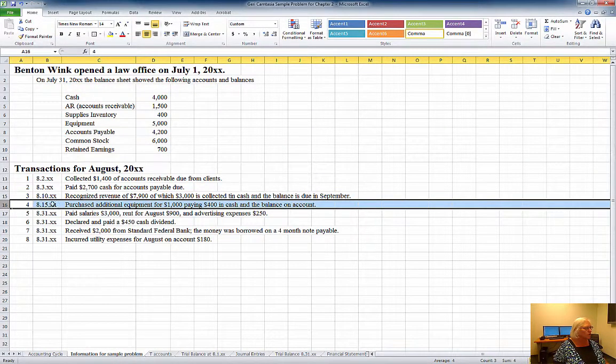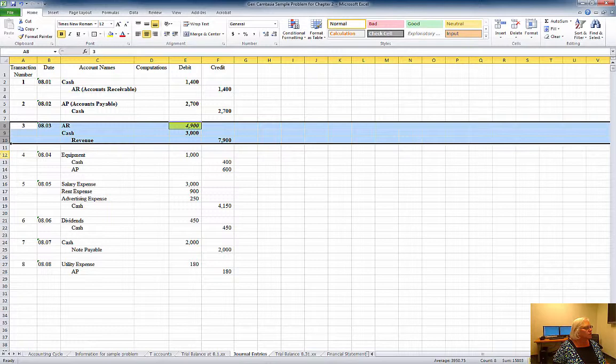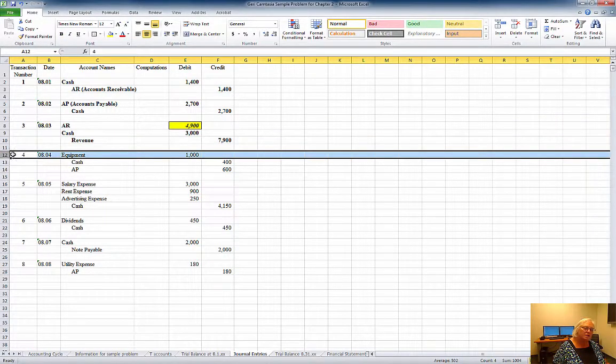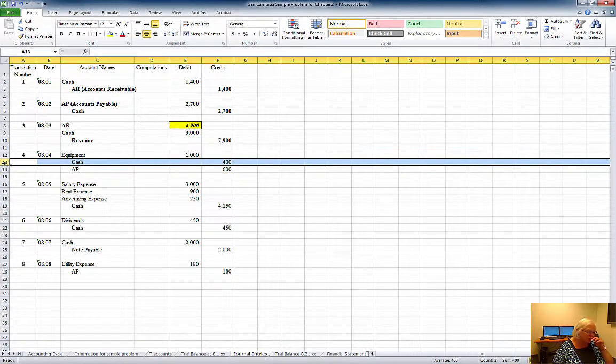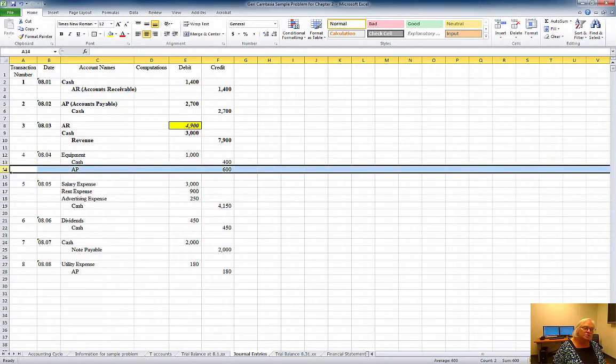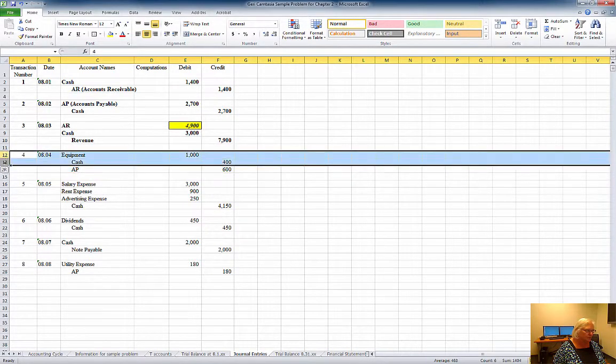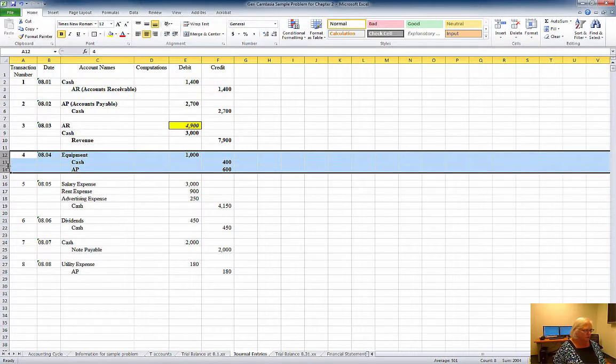Transaction number 4, we purchased additional equipment for $1,000. We paid $400 in cash and the balance on account. Okay, so our journal entry there. We're going to increase our equipment account because we bought some more equipment, $1,000. I'm going to credit cash for the cash that I spent, the $400. That's my down payment. And I'm going to make payments on the remaining $600. So that goes into accounts payable. And all of those will be bolded.